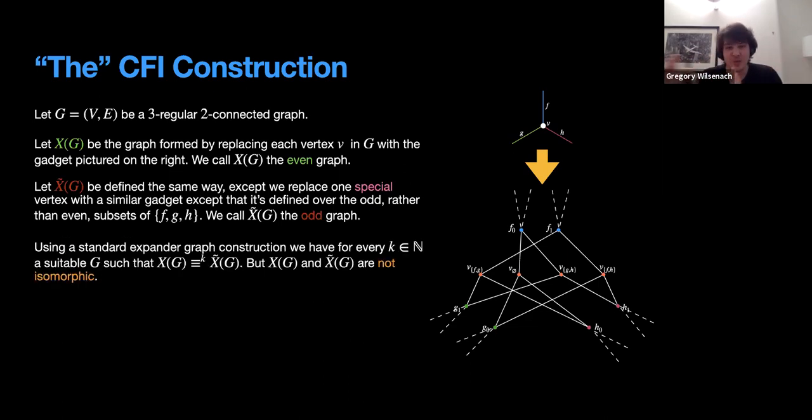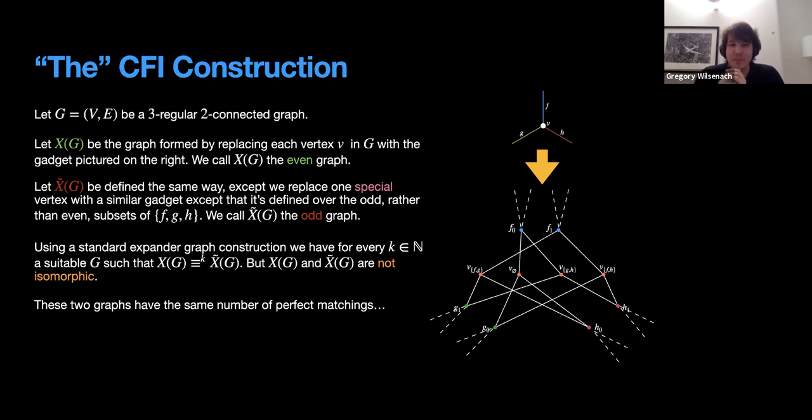And so long as you start with some expander graph construction to ensure that the graphs have certain properties, you can construct for each k a suitable G such that the odd and even graphs are k-equivalent, but are not isomorphic. And importantly, in actual fact, they come from a class of graphs such that determining whether the isomorphism problem is polynomial time decidable. So this gives you an example of a problem which is polynomial time decidable, but has unbounded counting width. And in fact, at least linear counting width.